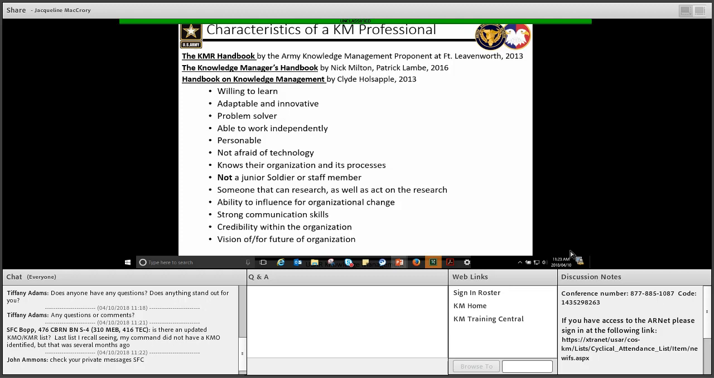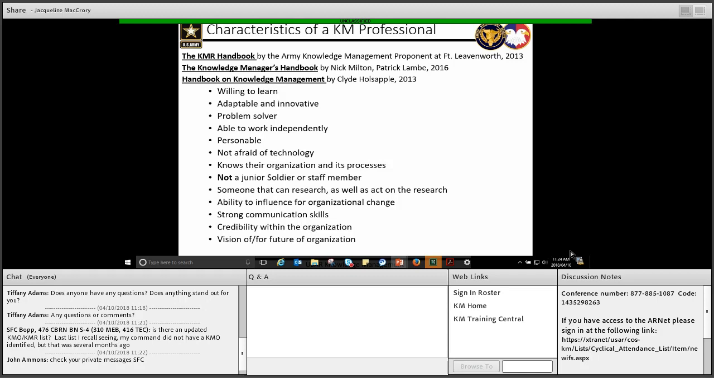And you might note, although it might depend on the organization, in general, a junior soldier might not have enough influence or credibility in an organization to direct or suggest changes. So that's why we do highlight that. And also, if you have someone who doesn't want to be in KM and they're appointed or they're voluntold to do it, they're not going to be willing to push those cultural boundaries and really strive to identify and bridge the knowledge gaps that the organization has.